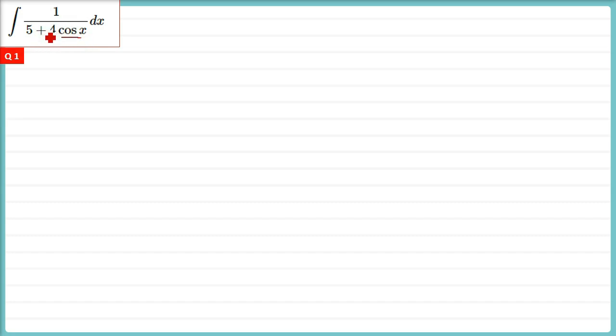Now what do we do? 1 by 5 plus 4 cos x we cannot integrate directly. So we have to devise an approach so that we can make it integrable. We know that cos x is equal to 1 minus tan square x by 2 by 1 plus tan square x by 2, because cos 2x is 1 minus tan square x by 1 plus tan square x. You already know that. I'm just writing it because this is going to be used a lot in the other questions which are going to follow.